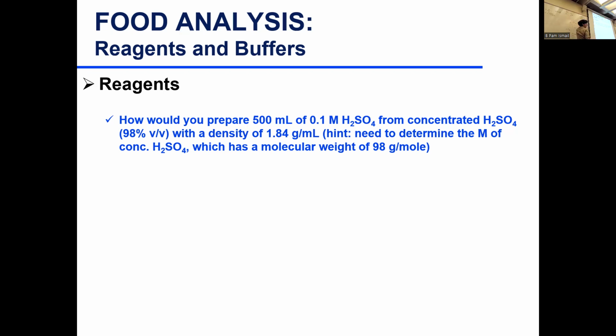What is the X? Anybody did the math? So 98 times 1.84, the milliliters cancel with the grams per milliliter. What was that? 180.32. Just 1.84 times 98, is that 180.32? Yes. Okay, so I got the grams in 100 ml.